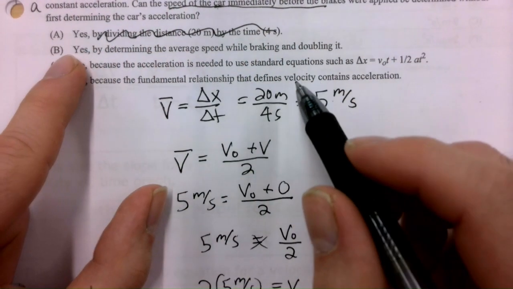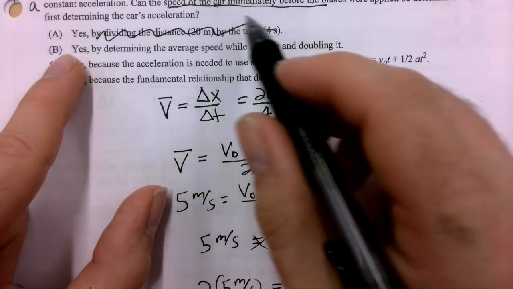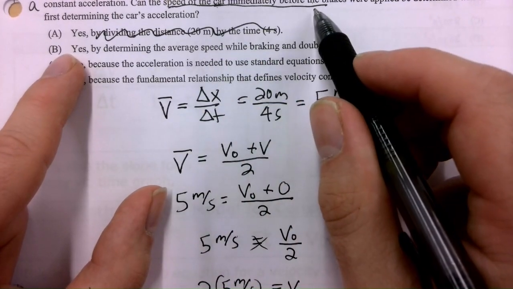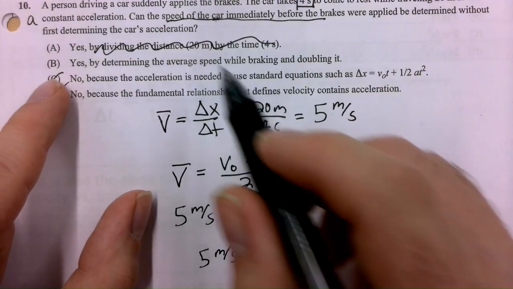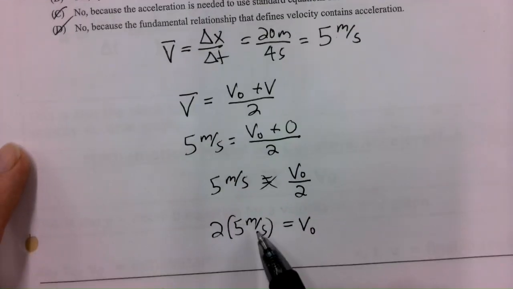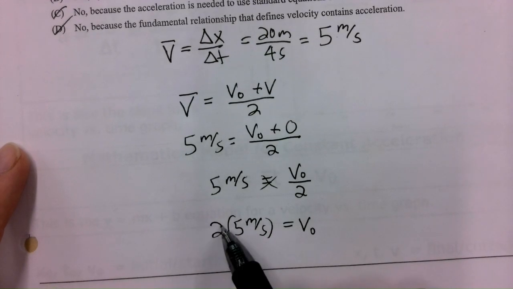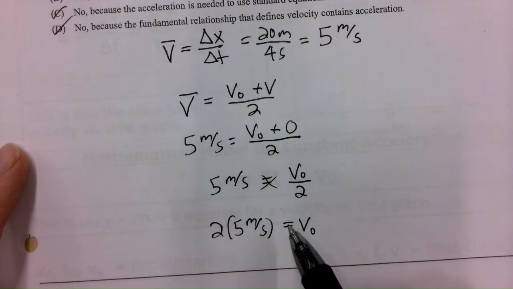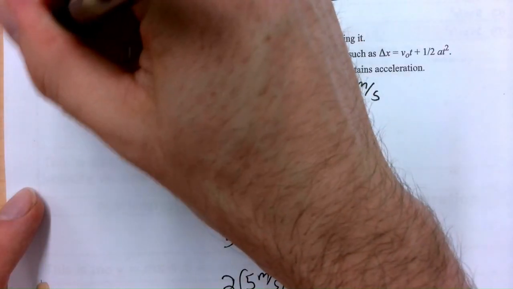Yes, you can figure out the speed of the car immediately before the brakes if you know the average speed and double it. And that's exactly what we did for this calculation here. Here's the average speed, and we doubled it when we consider the average velocity equation. So it's going to be choice B.